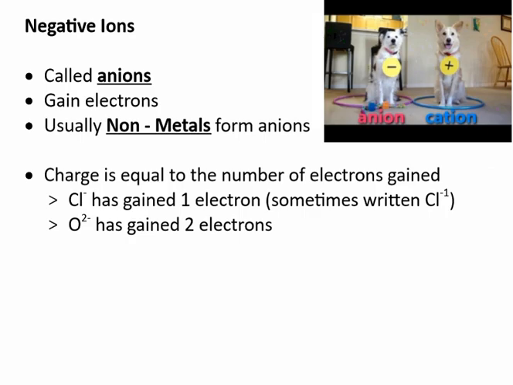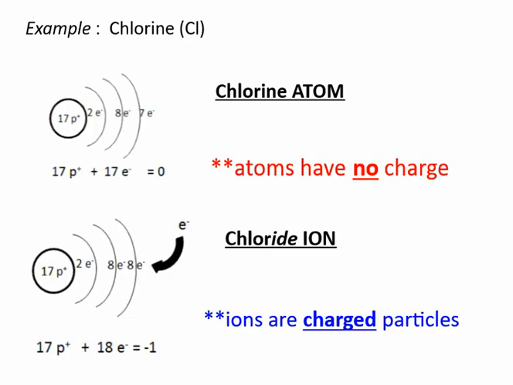Negative ions are called anions, and negative ions happen when we gain electrons. Usually, nonmetals tend to gain electrons. So chlorine, for example, gains 1 electron and gets a charge of -1. When we have negative ions, we change their name to end in -ide, I-D-E. So chlorine becomes chloride, and oxygen becomes oxide. Oxygen gains 2 electrons.